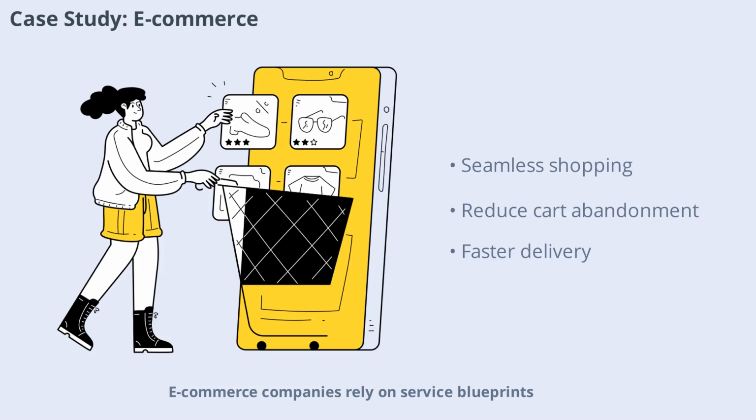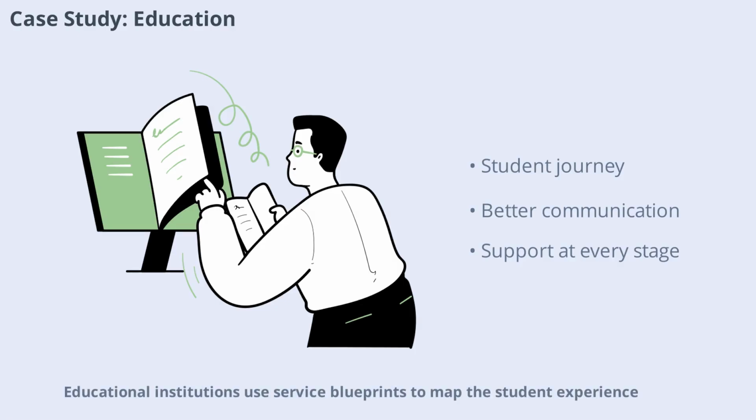E-commerce companies rely on service blueprints to map the online shopping journey. From browsing products to delivery, every step is visualized to ensure a seamless experience. By identifying pain points like cart abandonment or delayed shipping, companies can make targeted improvements that boost sales and customer loyalty.